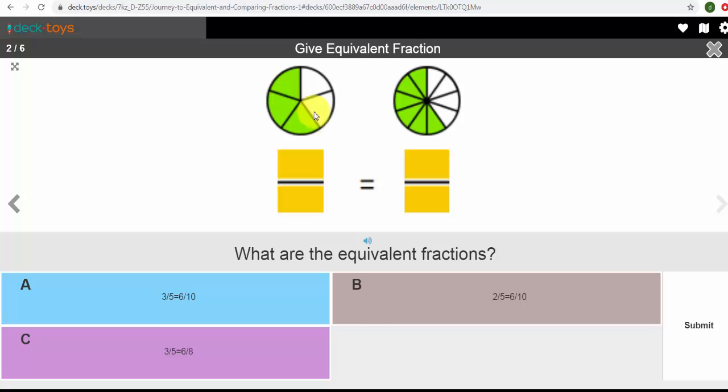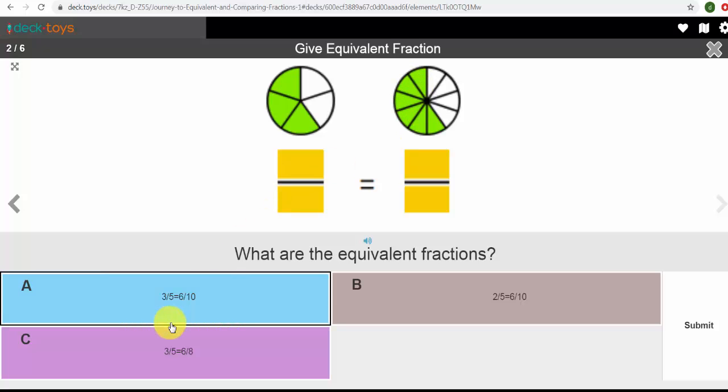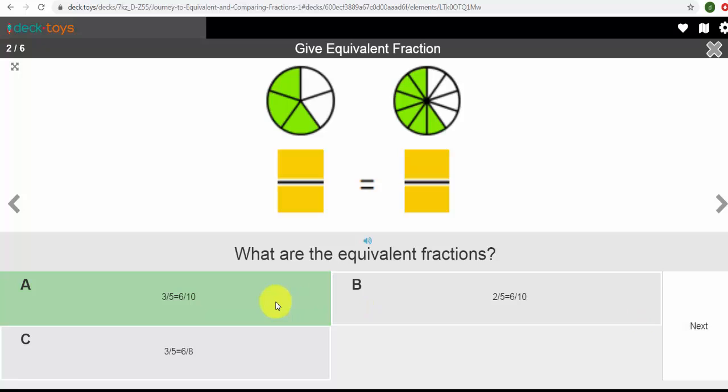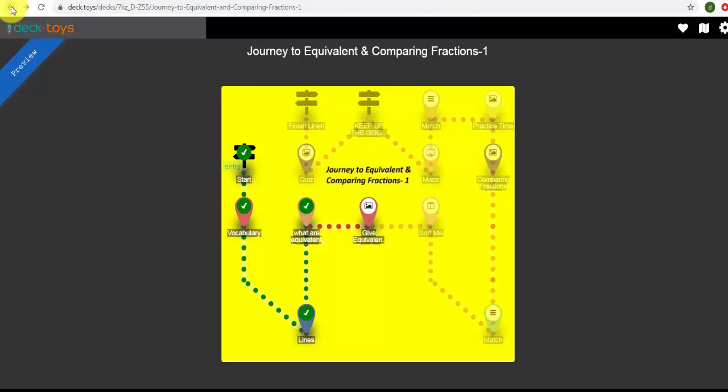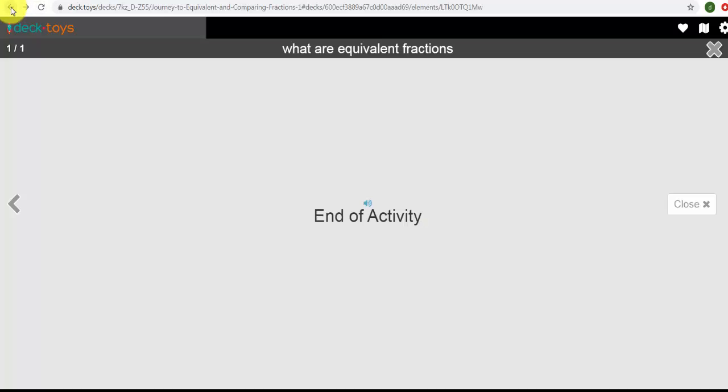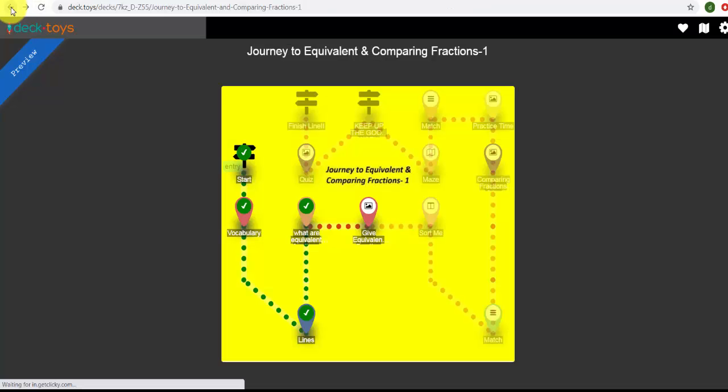Here we have 1, 2, 3, 4, 5. 3/5 are equal to 1, 2, 3, 4, 5, 6, 7, 8, 9, 10. So 3/5 are equal to 6/10, right? Here's 3/5, 6/10. Click on that. Hit submit. Turns green. And you go to the next one. So this is a fun way to learn equivalent fractions. Let's not do them all. Let's go back. Okay, so that's a fun thing to do for fractions.